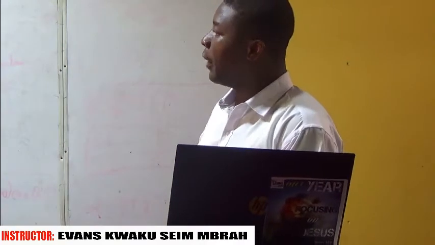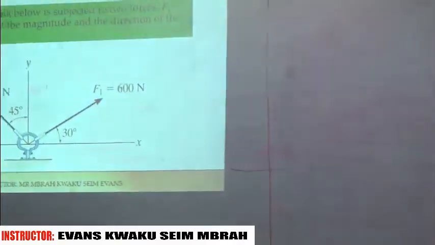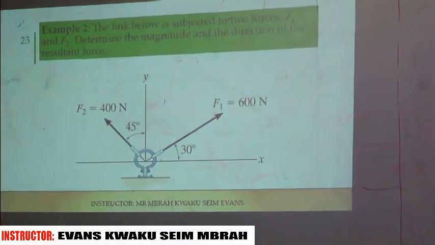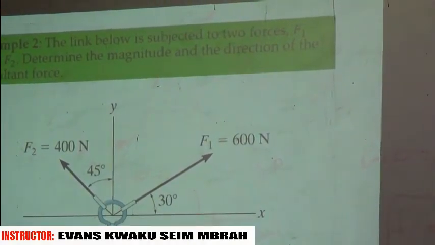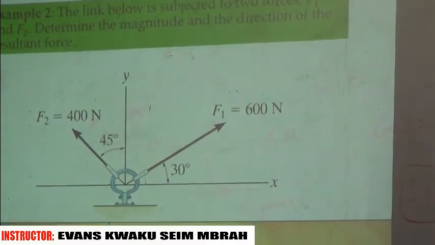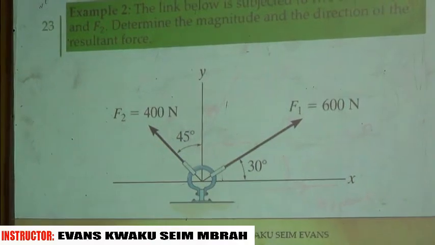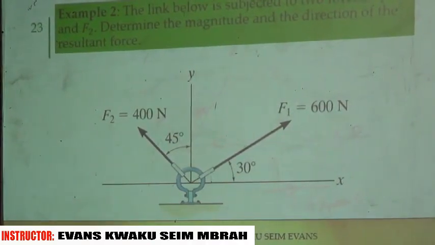So from the diagram, we know the various directions and magnitudes. So how do you solve this problem? First, you have to resolve the individual forces, that is F1 and F2, into the X and Y direction.